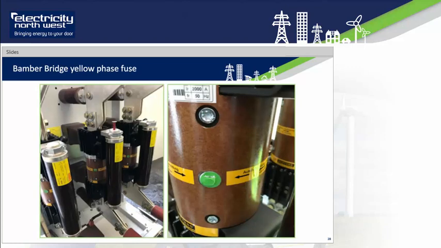We have had a second fault at Bamber Bridge on the 18th of August, which is still actually under analysis by our project partners WSP. The picture on the left again shows the withdrawable carriage of the IS limiter, which shows this time the yellow phase striker pin has been activated. The fuses have been recovered and sent back to Germany for refurbishment, and it's only the fuses that have been activated that require replacement or refurbishment.